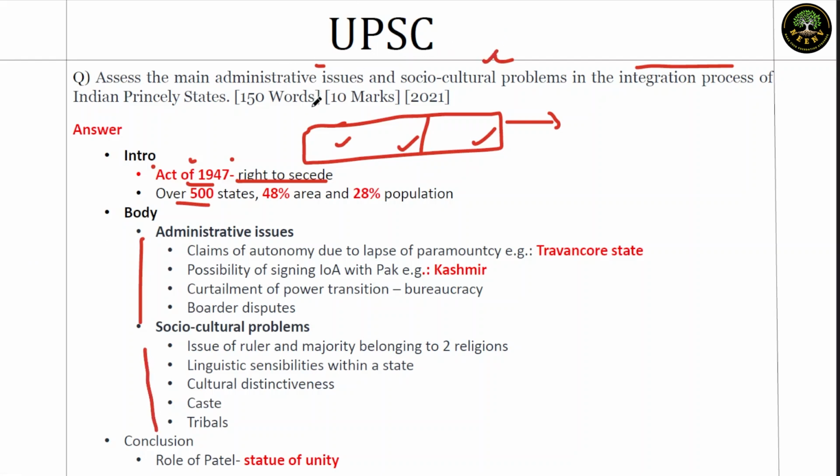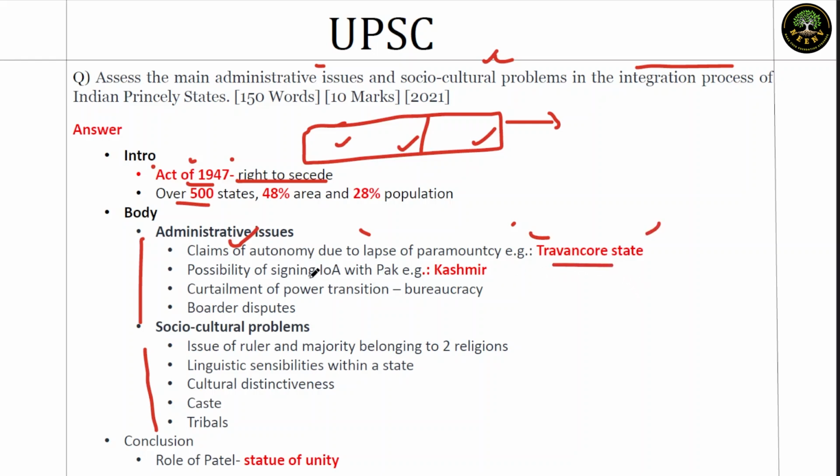In administrative issues, the first one is claims of autonomy due to lapse of paramountcy. The same thing that I explained in the introduction. British paramountcy is lapsing, so they have the option to remain independent. So they will claim their autonomy. Why would they join the Indian Union? There were states like Travancore who did that. So that was the first challenge.